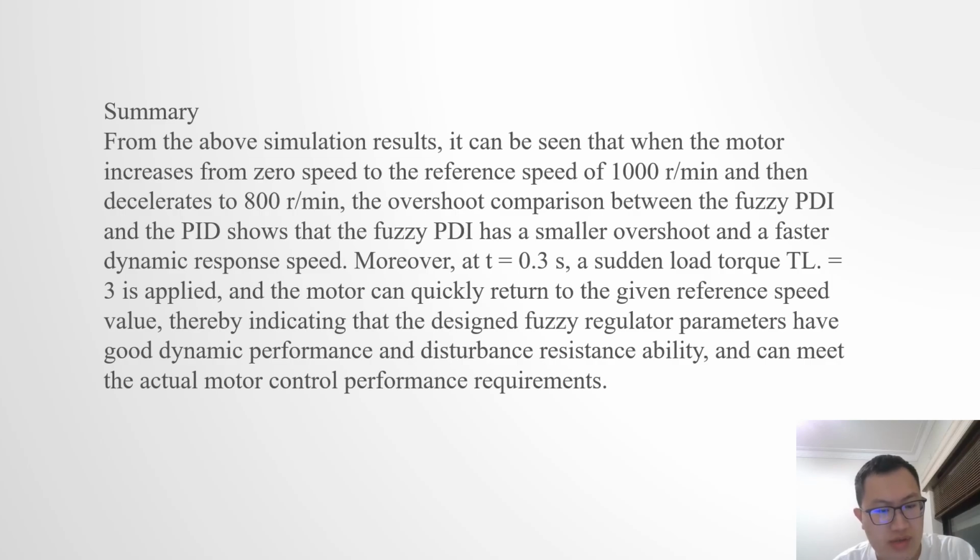To conclude, the speed rises to 1000 revolutions per minute, a load step is applied at t equals 0.3 seconds, and the speed drops to 800 revolutions per minute. Fuzzy PID consistently shows smaller overshoot, faster settling, and quicker disturbance recovery than classical PID, while steady-state errors are comparable.